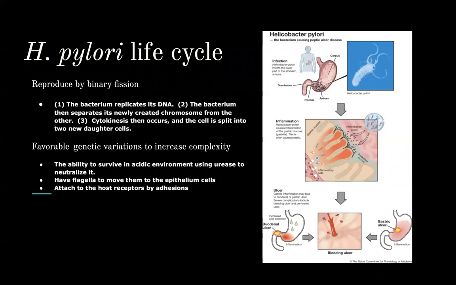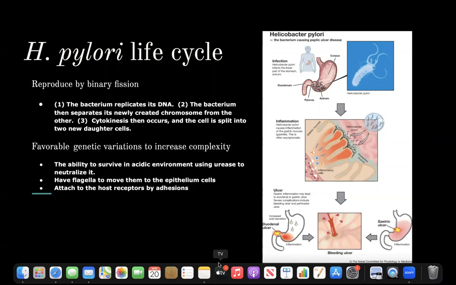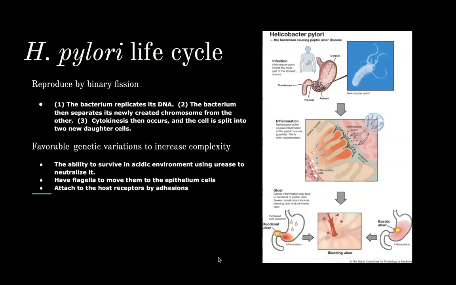The favorable genetic variations to increase complexity, meaning why it's able to live, is the ability of H. pylori to survive in an acidic environment using urease to neutralize it, because it turns it into ammonia and CO2, making the environment more basic. They have flagella to move them to the epithelium cells and are able to attach to the host receptors by adhesions. And on the right-hand side, there's just a little image showing the bacteria causes the ulcers.